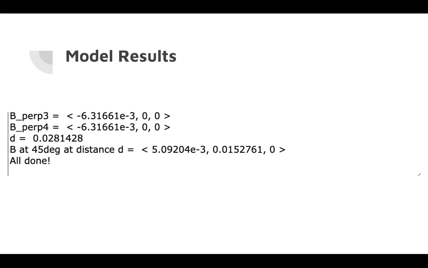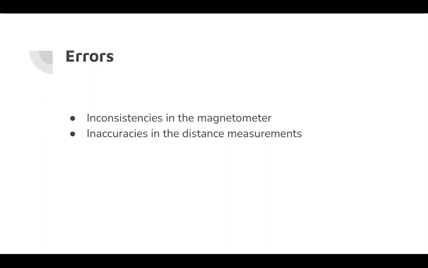So the results of the computer model were that the B field perpendicular, at 0.3 and 4, was negative 6.3 times 10 to the negative 3 in the negative x direction, and the distance found was 0.281, and that is in meters. You can also see the magnetic field at the 45-degree angle there as well.